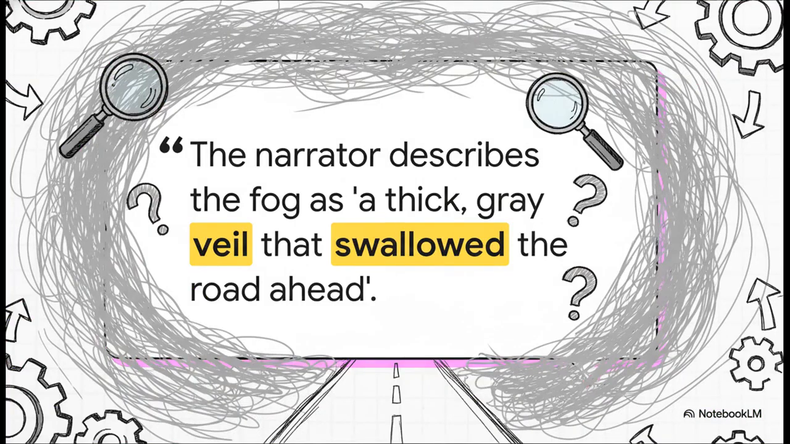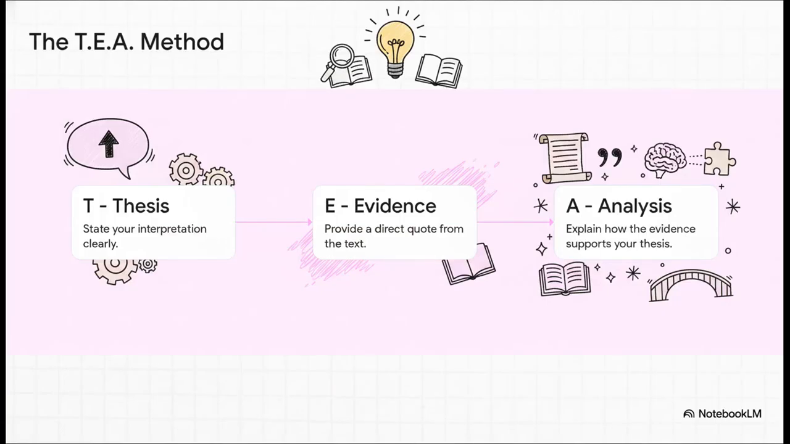Okay, here's our raw material. Just a single sentence. It's descriptive, yeah? But what does it really mean? A thick, gray veil that swallowed the road. How do you turn an image like that into a concrete idea? We use a really handy tool for this, called the TEA method. It's perfect for breaking down a quote.